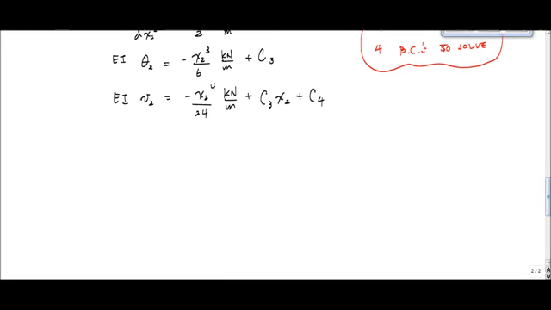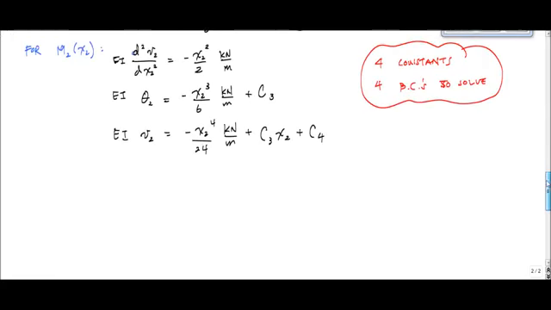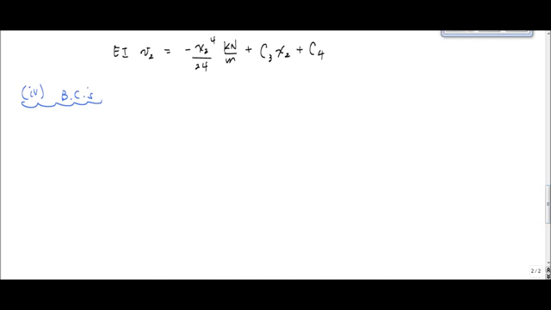So let's see, some boundary conditions. This is step 4 of this problem, the BCs. We have to identify these boundary conditions. The first ones are simple, right? At the support right here, at x1 equal to 0, the vertical deflection of a fixed point is 0. So v1 of 0 equals 0. And the same thing here: theta 1 at 0 is equal to 0.